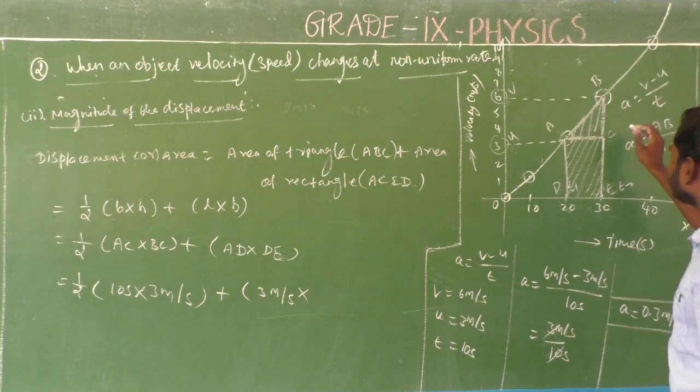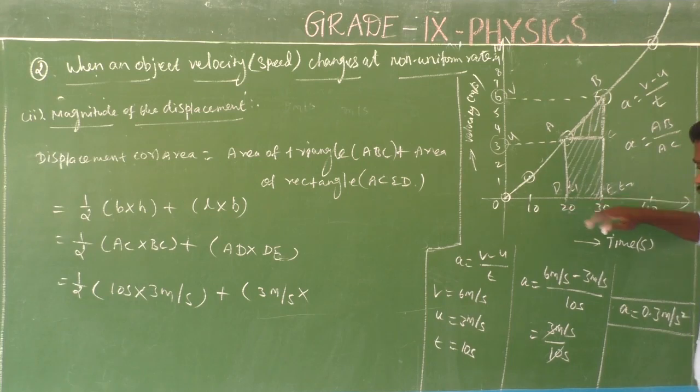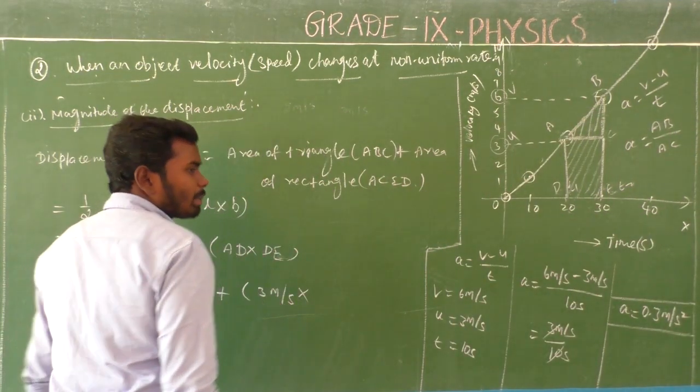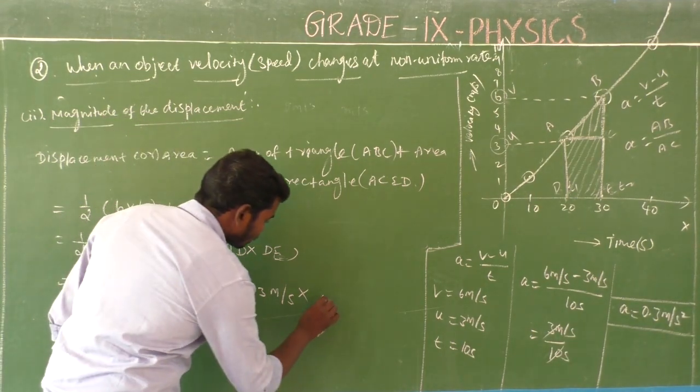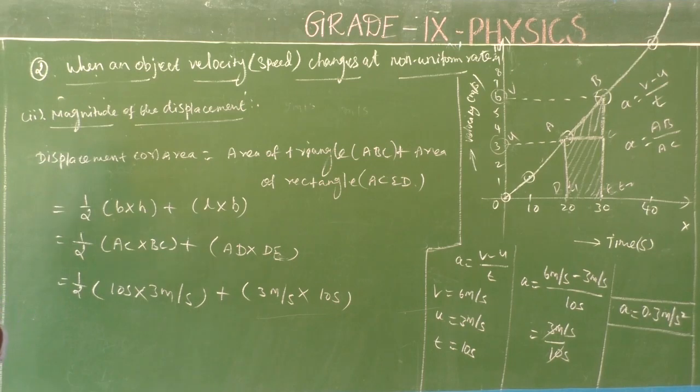This is D and this is E, so DE is equal to the time value. We have two instants of time, T2 minus T1. T2 is 30 seconds and T1 is 20 seconds, so T2 minus T1 is equal to 30 minus 20, which is 10 seconds. Is it clear?